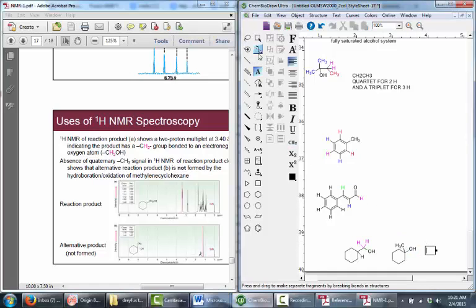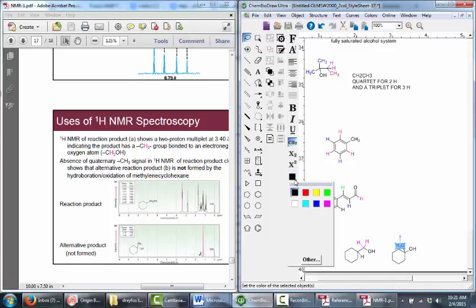So the fact that I see a new signal, and that new signal is split into this doublet, shows us that we form the OH at that position, so that's the regioselectivity.